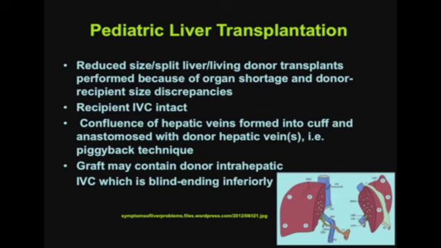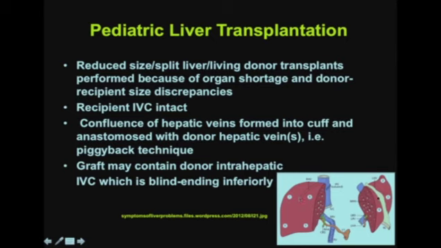In children, we often will come or be asked to evaluate reduced-sized transplants or split livers or living donor transplants, and these are performed because there is an organ shortage, and there are often problems with donor-recipient size discrepancy. This diagram shows a liver split into two portions. The Couinaud segments are seen here.